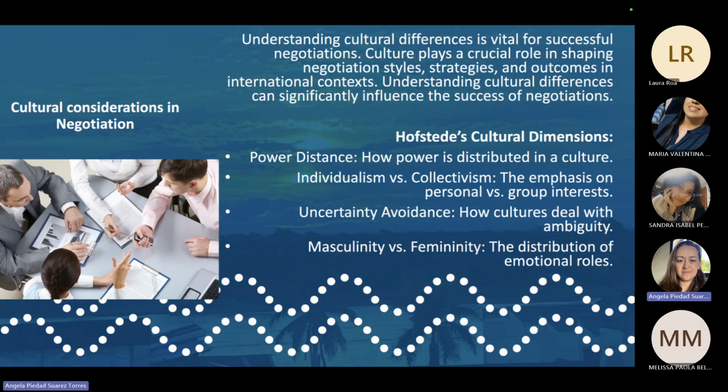Uncertainty avoidance: how cultures deal with ambiguity. Masculinity versus femininity: the distribution of emotional roles. Some cultures prefer straightforward, direct communication, like the Americans or Germans, while others rely on subtlety and context, like Japan and China. Misinterpretations can arise if negotiators do not adjust their communication styles accordingly.